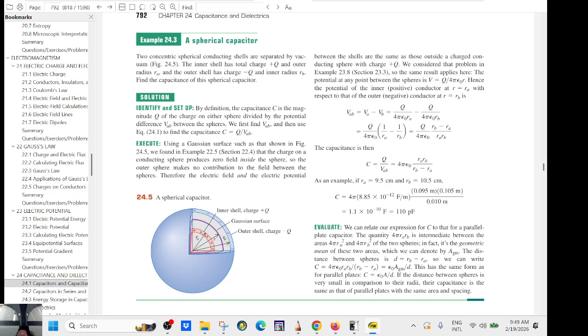Example here. They give you, and this is picofarad. Okay.